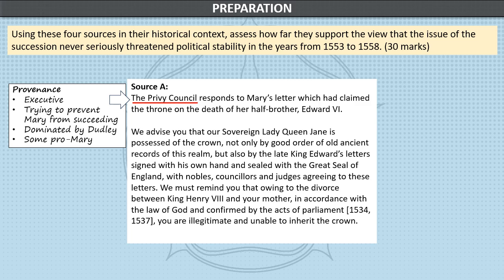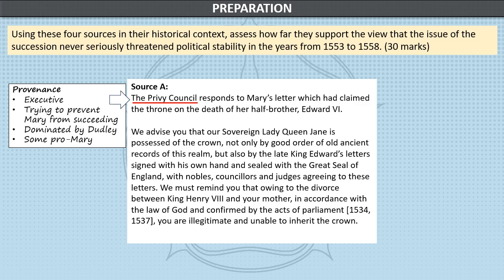And here are the kind of things that I might notice and just note down at the side of my question paper. I'm going to want to note down that I'm going to know what the Privy Council is and what its function was, that it was the executive body. And at this point, they're trying to prevent Mary from succeeding to the throne. So the purpose of the source is quite clear. And that's going to colour the validity of the claims that it makes.